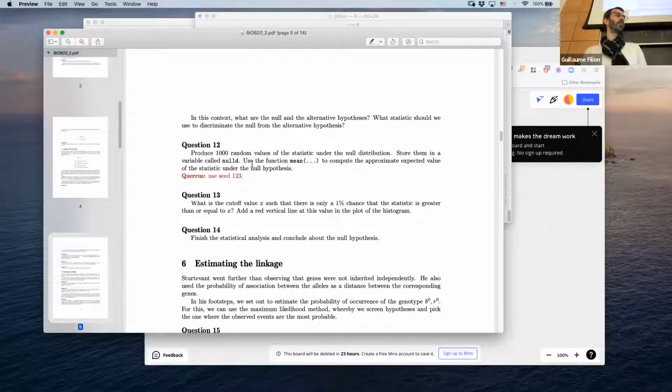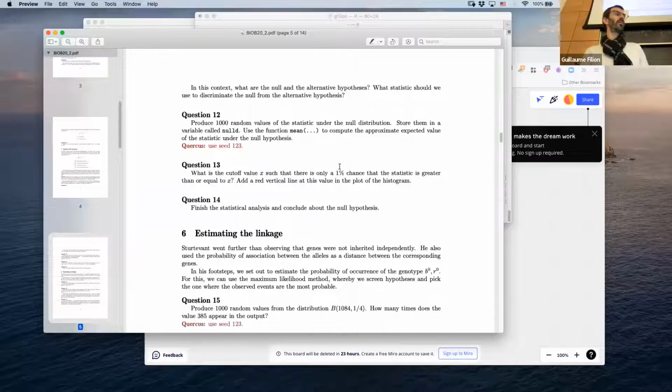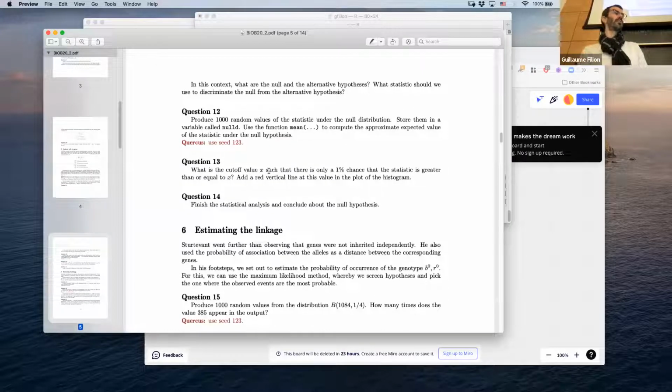And so we're done. What is the cutoff value x such that there is only a 1% chance that the statistic is greater than or equal to x? Same question as before, right? It's even copy pasted. Add a red vertical line at this value in the plot of the histogram.